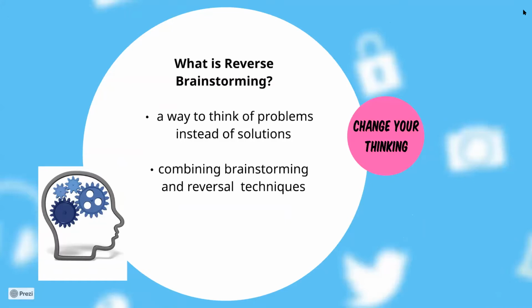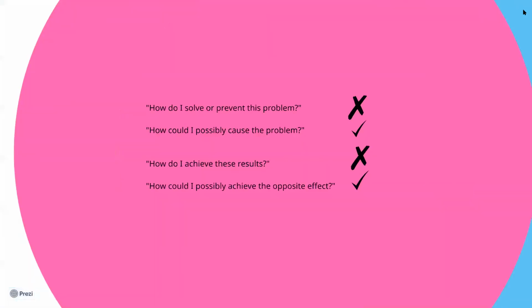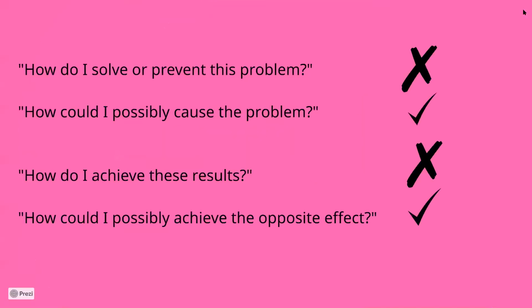To use this technique, you start with reverse questions. Instead of asking, how do I solve this problem, we focus on what causes the problem. So we ask, how could I possibly cause the problem? Instead of asking, how do I achieve these results, we ask, how could I possibly achieve the opposite effect?